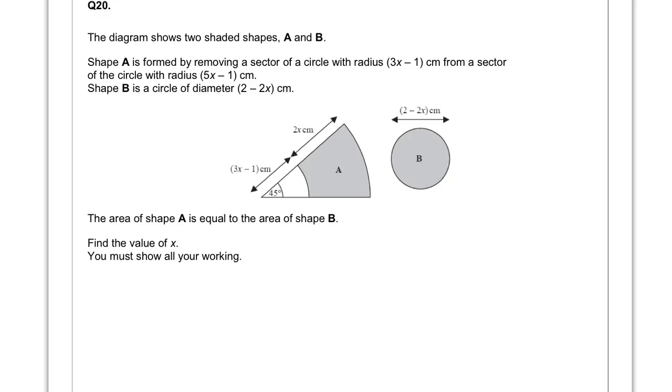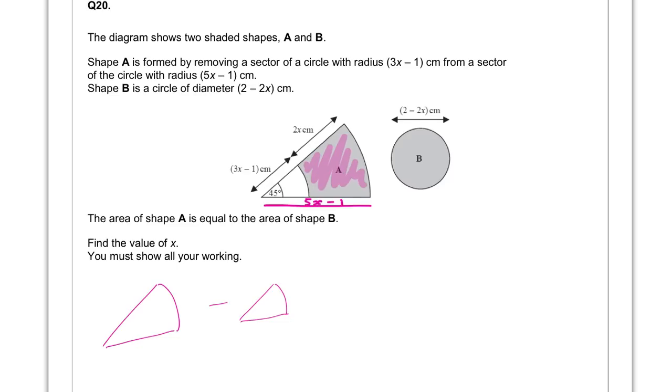Okay, so question 20. Diagram shows two shaded shapes, A and B. Shape A is formed by removing a sector of a circle with radius 3x minus 1 from a sector of a circle with radius 5x minus 1. So what that's telling you is this whole thing here is 5x minus 1. So that's the radius of the big one, okay? So technically, what we're doing is the sector of the big one minus the sector of the little one. That's going to give you this shaded area A.